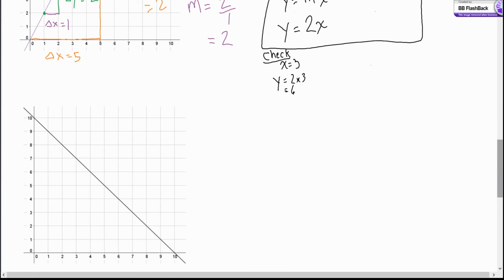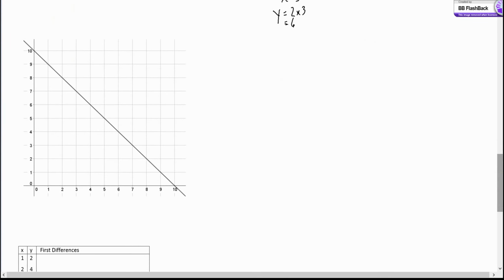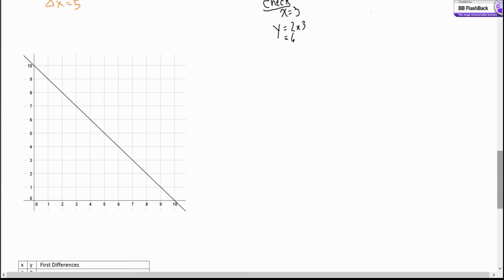Okay, let's do another example. So remember our formula? We can write it how we want to. M is equal to rise over run. Slope is equal to rise over run. Do you like writing it that way? You can also write change in y over change in x. I've got lots of nice spots to do this.